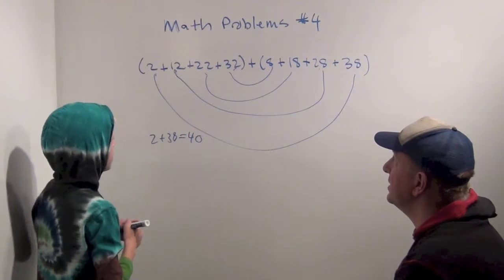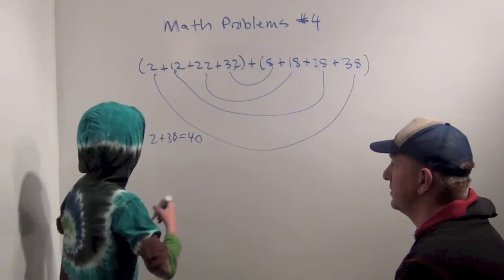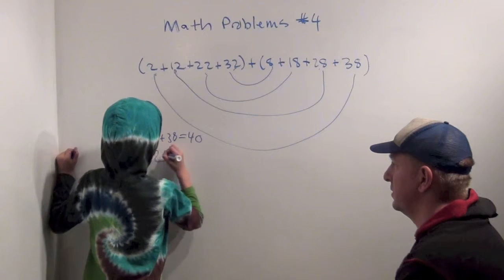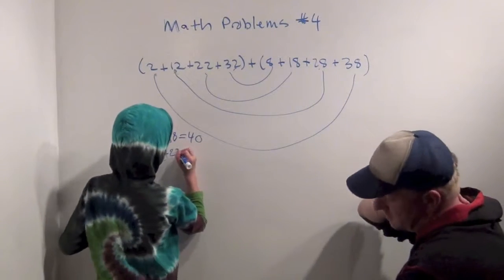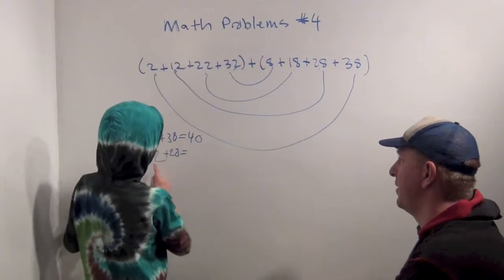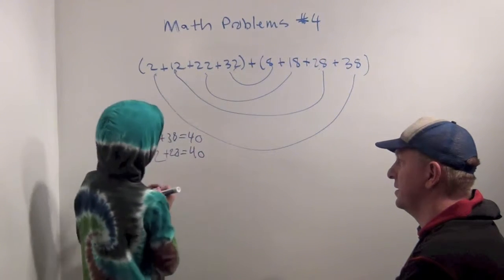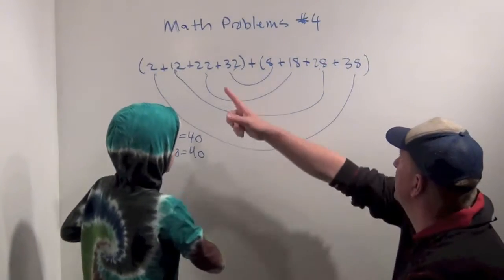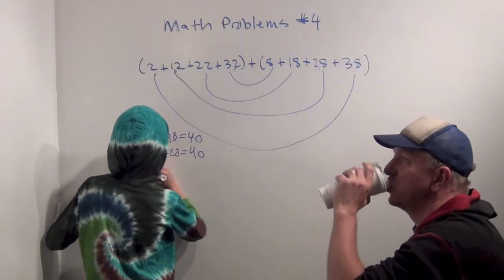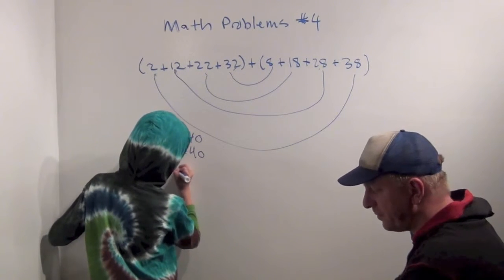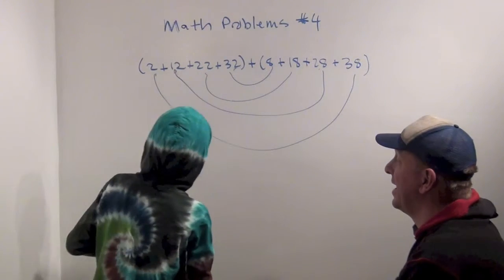40. Okay. When you mash the 12 with the 28, you get... It was 12 plus 28. What's that going to be? Well, that's going to be 40 also. Interesting. What about the 22 with the 18? That's going to be 40. And the last one will be 80. You group them with 80.